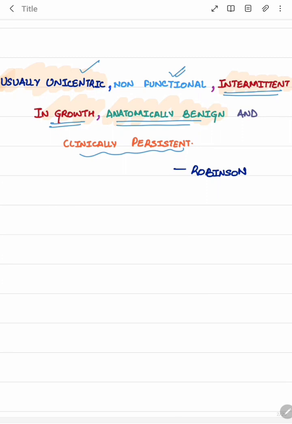So, these whole terms can be learnt with the help of a mnemonic, that is UNIAC. U stands for usually unicentric, N for non-functional, I for intermittent in growth, A for anatomically benign, and C for clinically persistent. I hope this is clear.